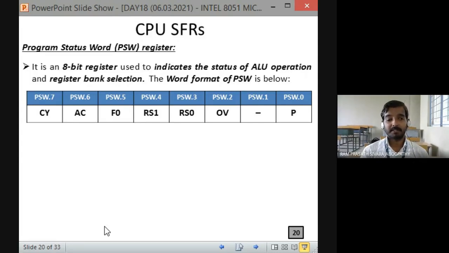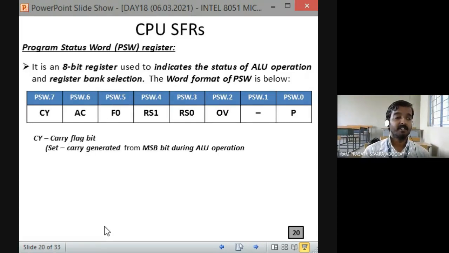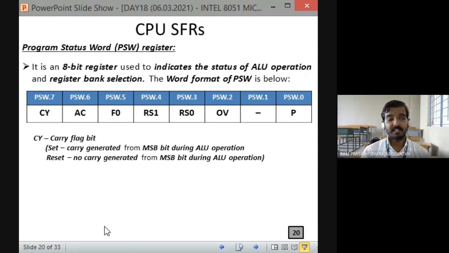CY bit, what is its purpose? Carry. Whenever carry occurs during the ALU operation, the carry flag will get set. So the carry generated from the MSB during an ALU operation sets this bit, or else it will get reset. Okay, what about AC? That we will discuss.